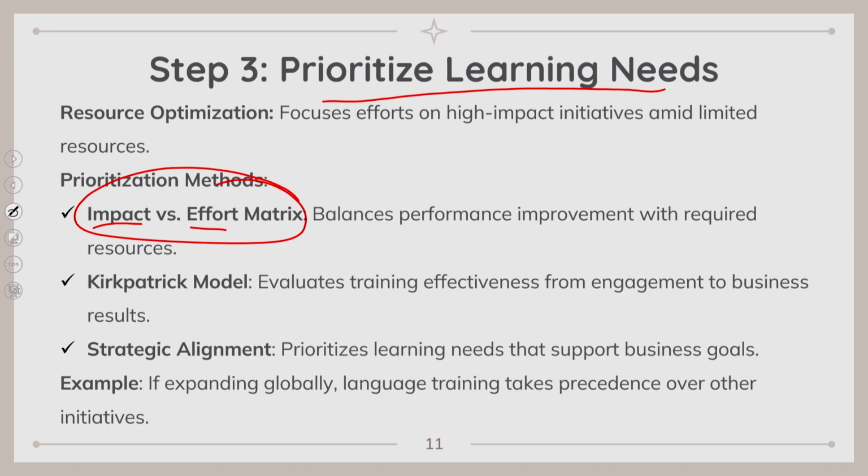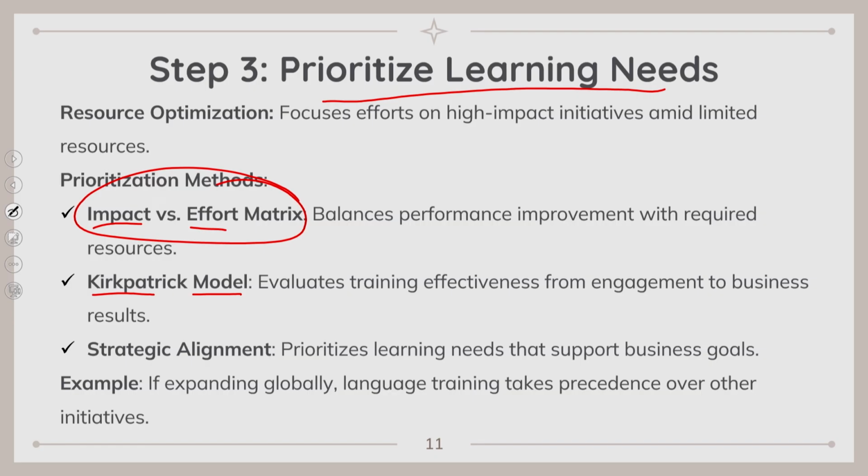So, basically this is an impact versus effort matrix. Second is what we have already seen. We tried to introduce a different aspect altogether here, the Kirkpatrick model developed by Donald Kirkpatrick. We have already seen this model evaluates training effectiveness across 4 levels.